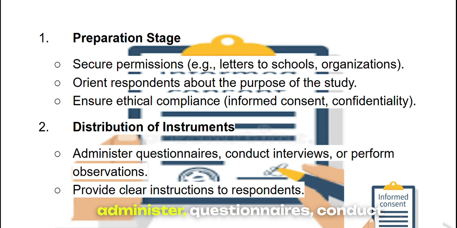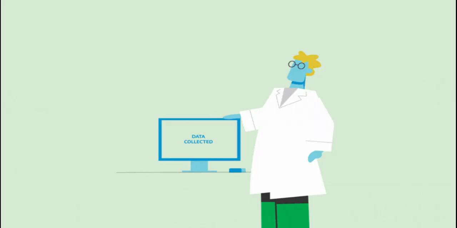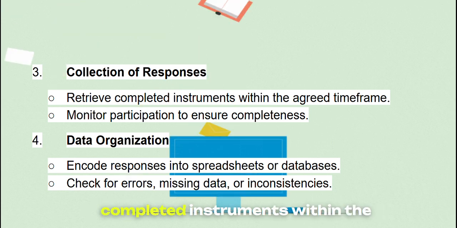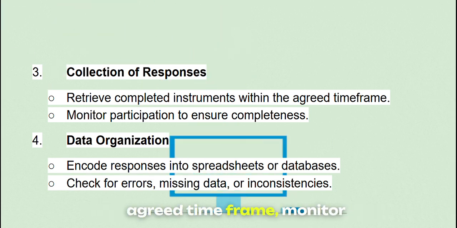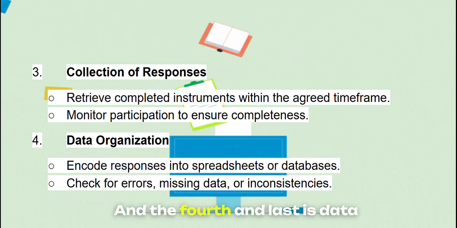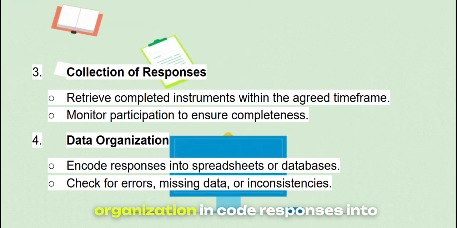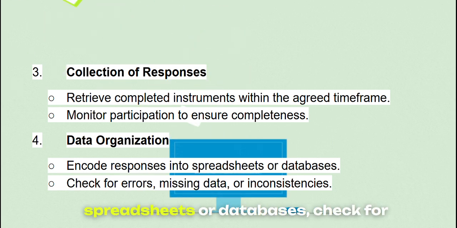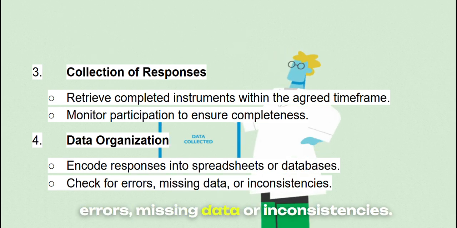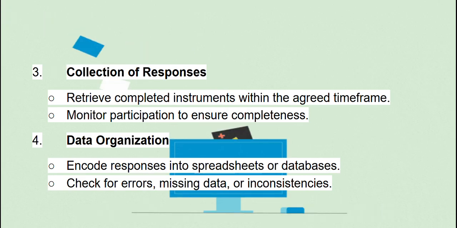Second, distribution of instruments: administer questionnaires, conduct interviews, or perform observations, and provide clear instructions to respondents. Third, collection of responses: retrieve completed instruments within the agreed time frame and monitor participation to ensure completeness. The fourth and last is data organization: encode responses into spreadsheets or databases, and check for errors, missing data, or inconsistencies.